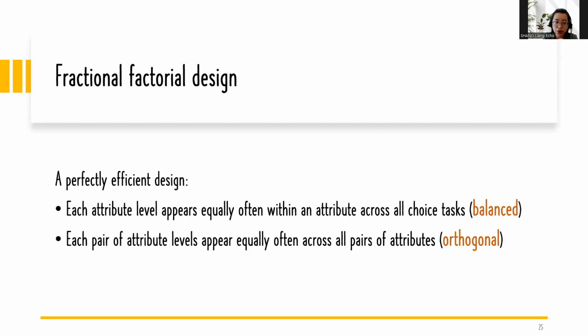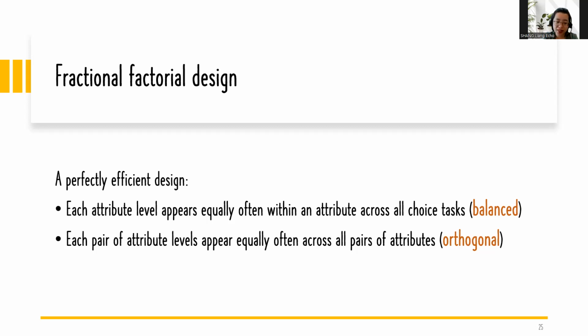However, sometimes, even though we use a fractional factorial design, we still need a block design. But before we talk about the block design, here are the two criteria that we should take into consideration when we use a fractional factorial design. In order to have a perfectly efficient design that can help us reflect the preference of individuals toward a certain policy or product or service, there are two major criteria. One is balance, and the second is orthogonal design.